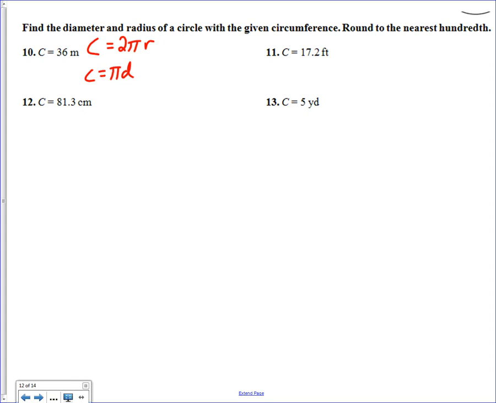So for the first one, the circumference is 36 meters. It equals 2 pi r. To find r, we divide both sides by 2 pi. Remember, pi is just a number, even though it looks weird. It is just 3.1415 and so on, right? Hopefully a few of you remember more than that.